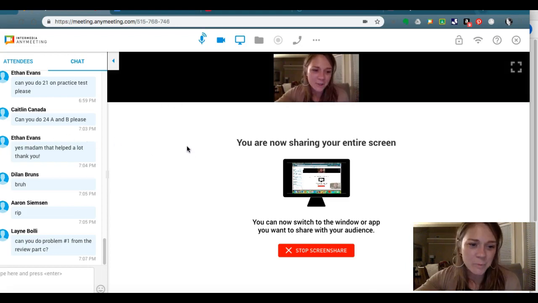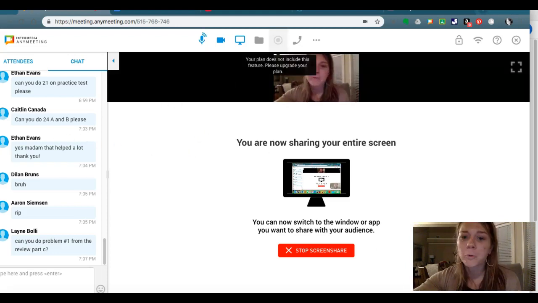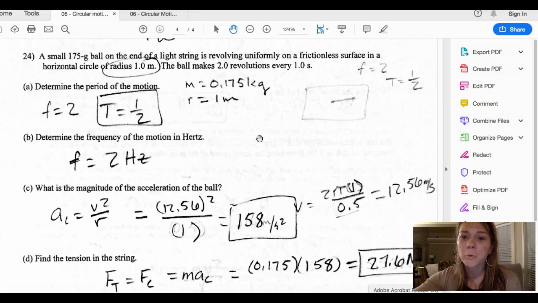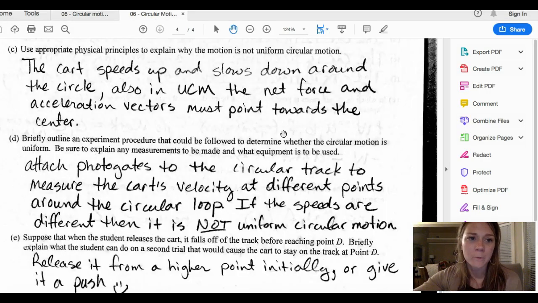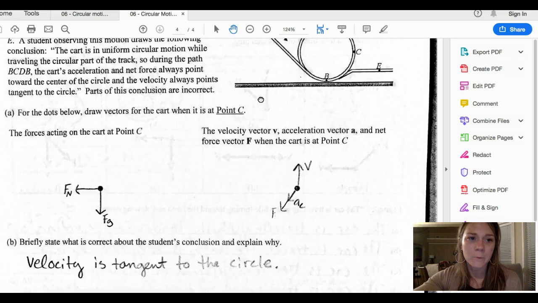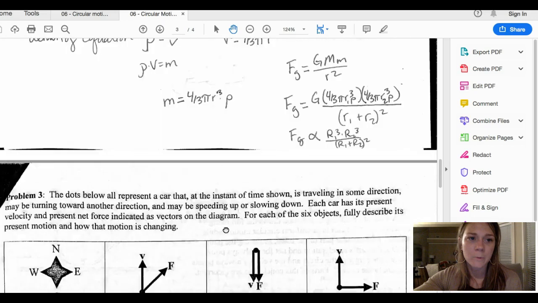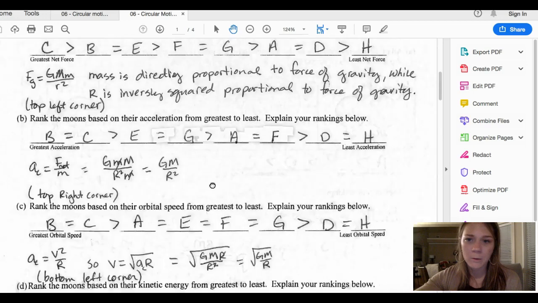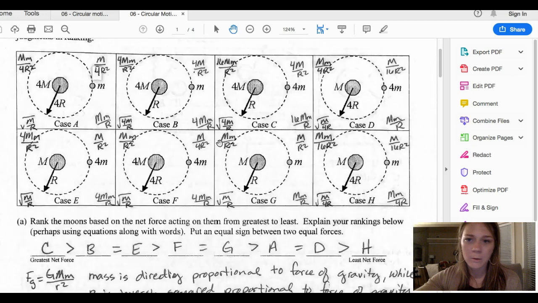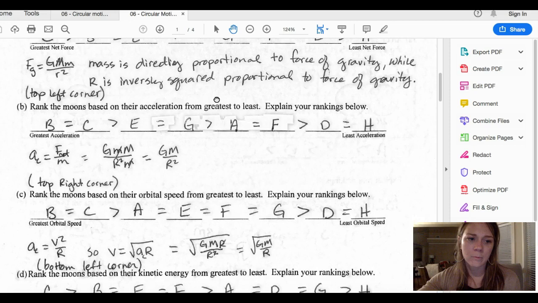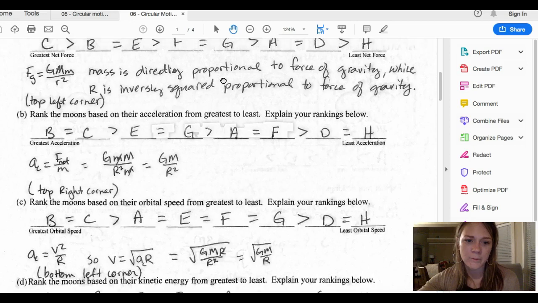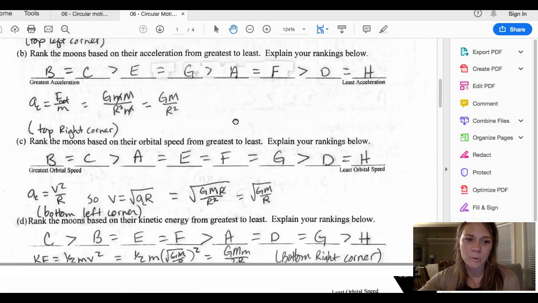Lane says, can you do problem number 1 from the review, part C? Let's see. Problem number 1 from the review, part C. Problem number 1, review part C. Rank the moons based on their orbital speed from greatest to least. Orbital speed.